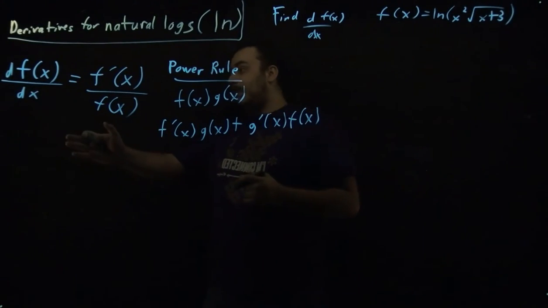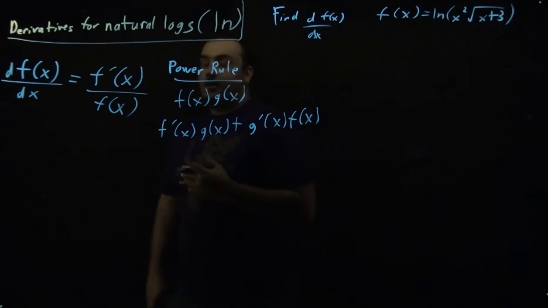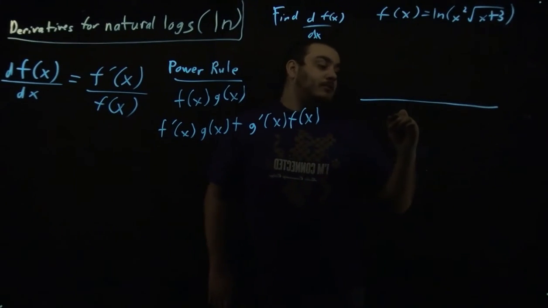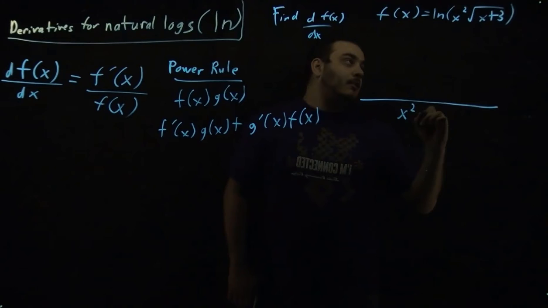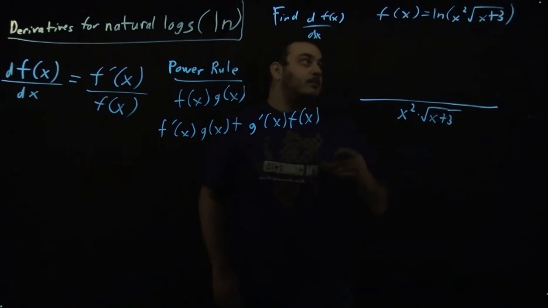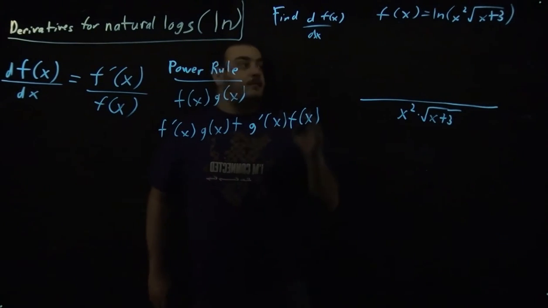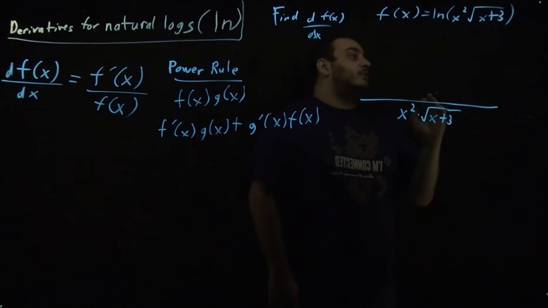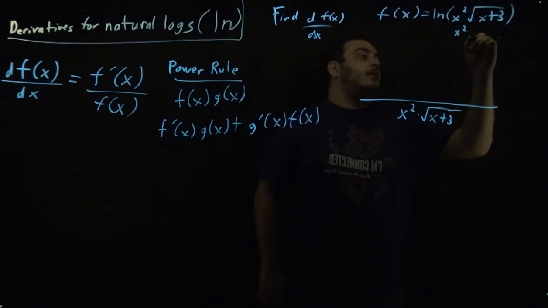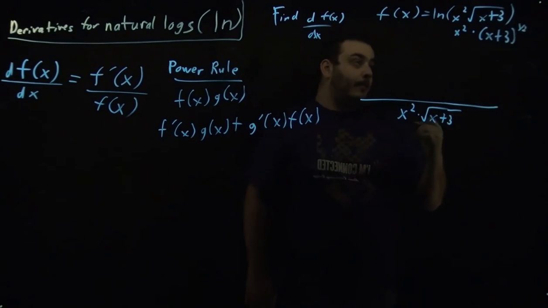We are given the formula for finding the derivative when it has natural log. All we have to do is just put it in. So on the bottom we have the original equation, x squared times the radical x plus 3, and then we have to do the numerator. If f of x is x squared and g of x is radical x plus 3, which could be written as x plus 3 to the 1/2 power.